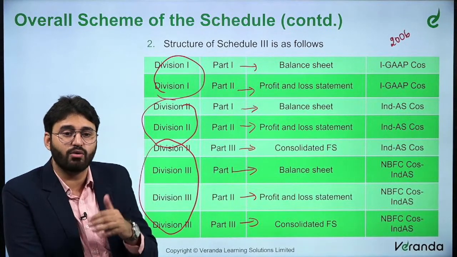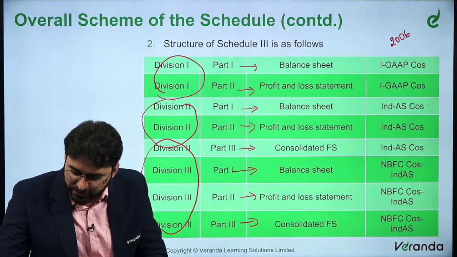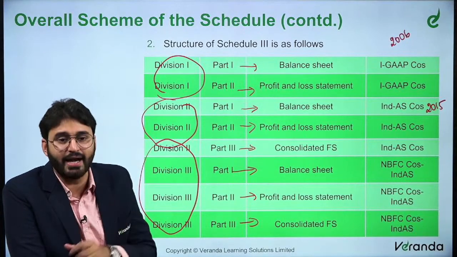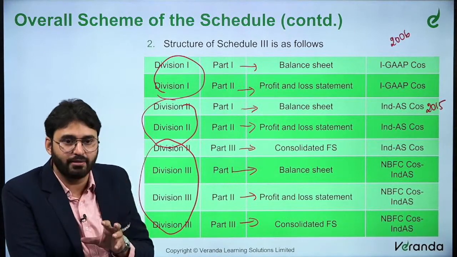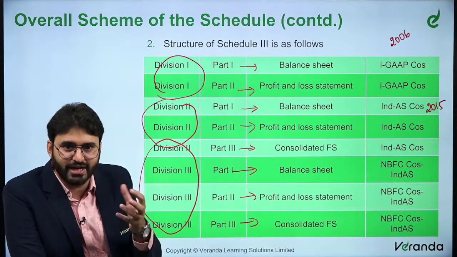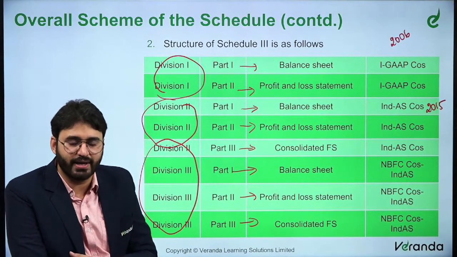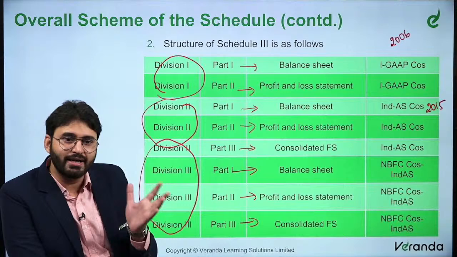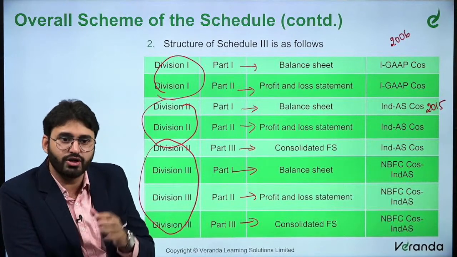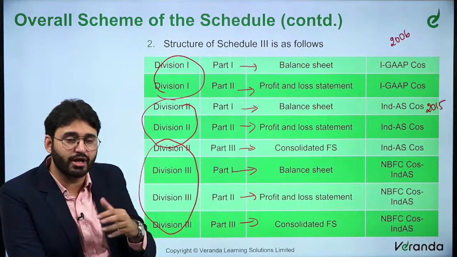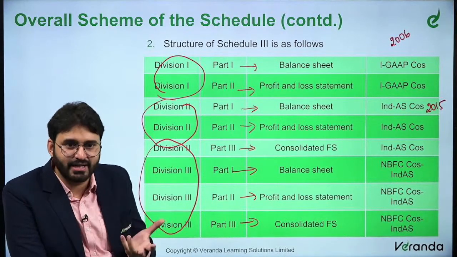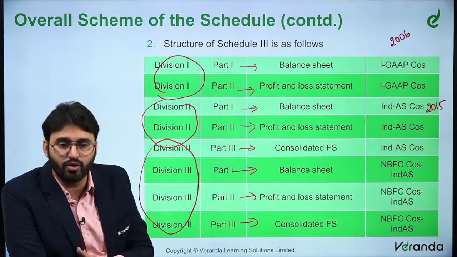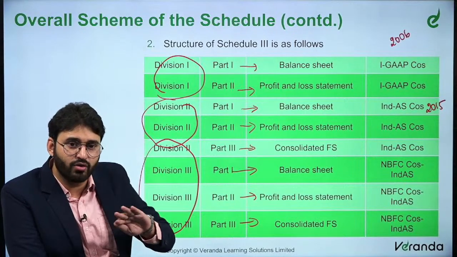For the companies who are following Ind AS, that is the 2015 rules, they have to follow Division 2, Part 1, Part 2 and Part 3. Part 1 balance sheet, Part 2 profit and loss statement, and Part 3 your consolidated financial statement if it is applicable. Sir, who will follow Ind AS and who will follow IGAP? The rules give a separate category of who are required to follow Ind AS and who are not. Companies that are listed, or companies whose reserves and surplus is 250 crores or more, are required to follow Ind AS. All others will have to follow IGAP.